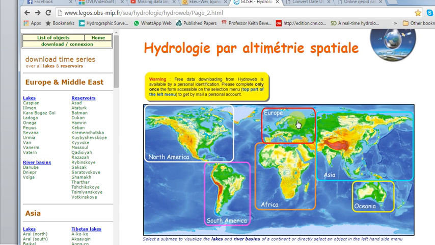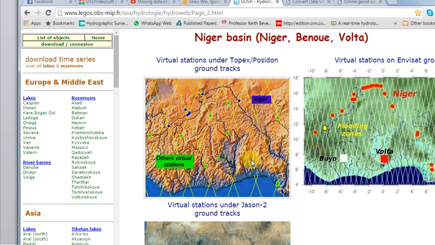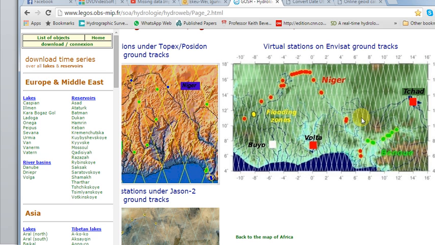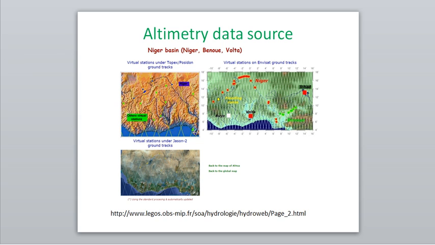It's quite global. So there's North America, South America, Europe, and everywhere. But I'm working in Africa and I'm working on the Niger Basin. So these green dots here represent the stations, and these are the tracks where the satellite passes and establishes these measurements. So that is for the Topex, and this is for the JASON-2, and this is for ENVISAT. So I have stations all around this area, which is quite interesting. If you're working on any other place, I think you're also going to have some stations available either upstream or downstream of your station.